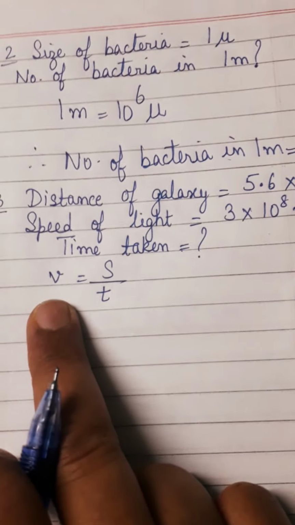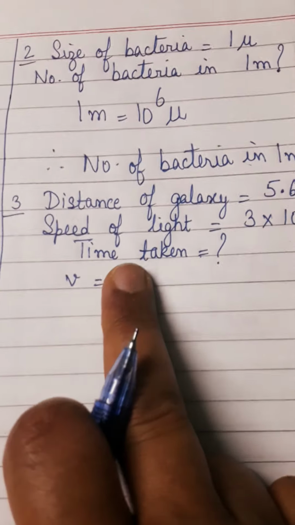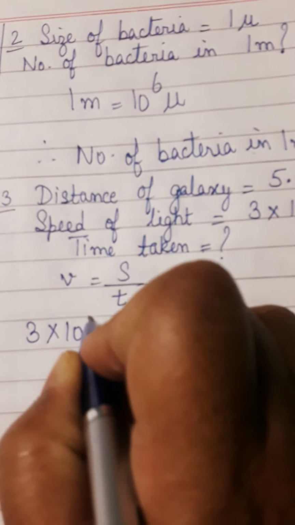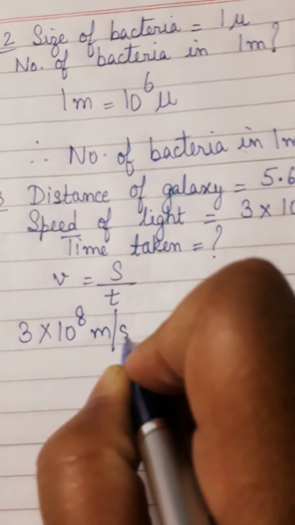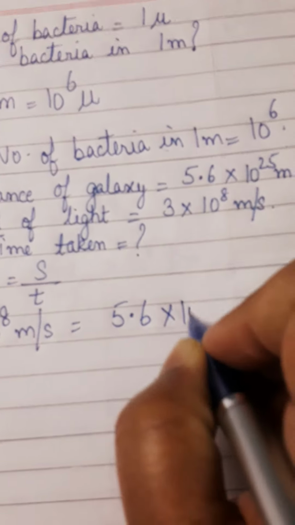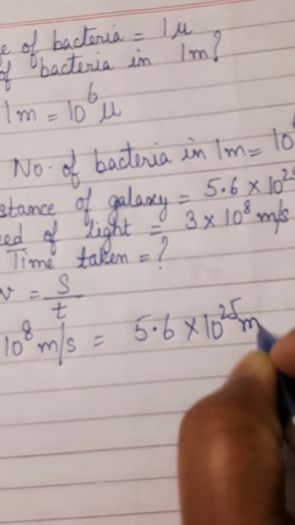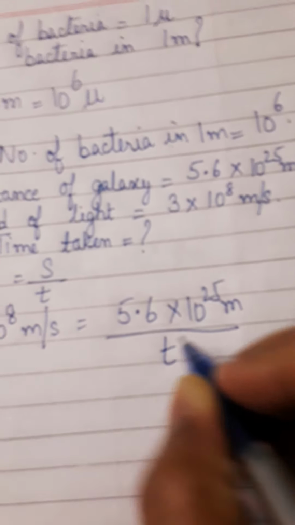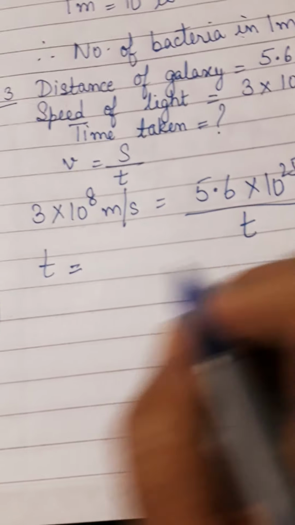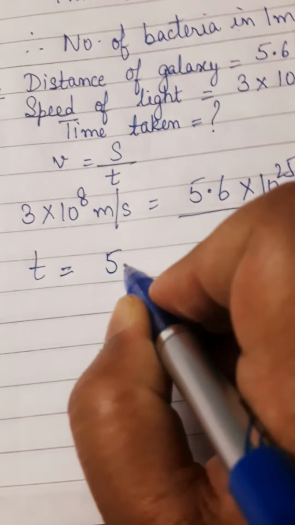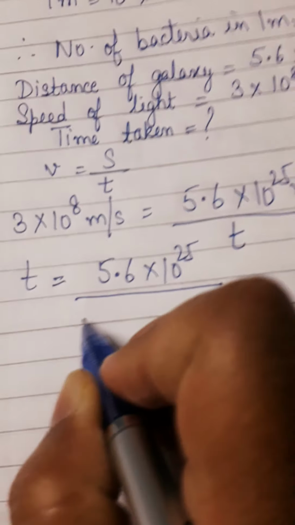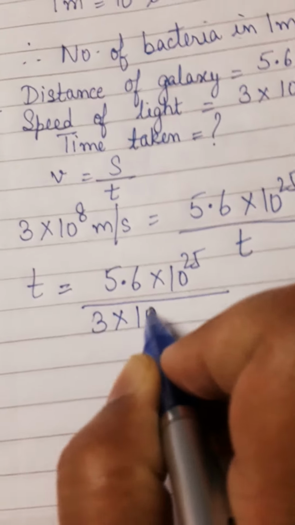Okay, now we are going to use the formula speed is equal to distance upon time. Let's put the values. Speed is 3 into 10 to the power 8 meters per second, and the distance is 5.6 into 10 to the power 25 meters, and we are supposed to find out the time. Okay, now how will we find out the time? Time will be equal to 5.6 into 10 to the power 25 upon 3 into 10 to the power 8.